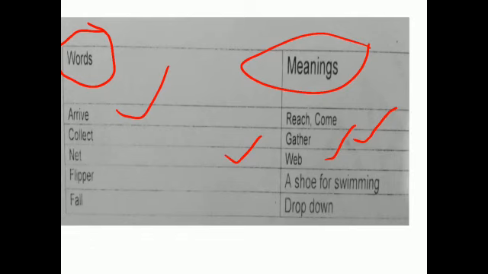So the fourth word that we have is flipper. A shoe for swimming. Flipper वो शूज होते हैं, वो जूते होते हैं जो हम स्विमिंग के लिए इस्तेमाल करते हैं. The last but not the least is fall, गिर जाना, and the word fall means drop down, नीचे गिराना. Okay, let's go to use them in our own sentences.